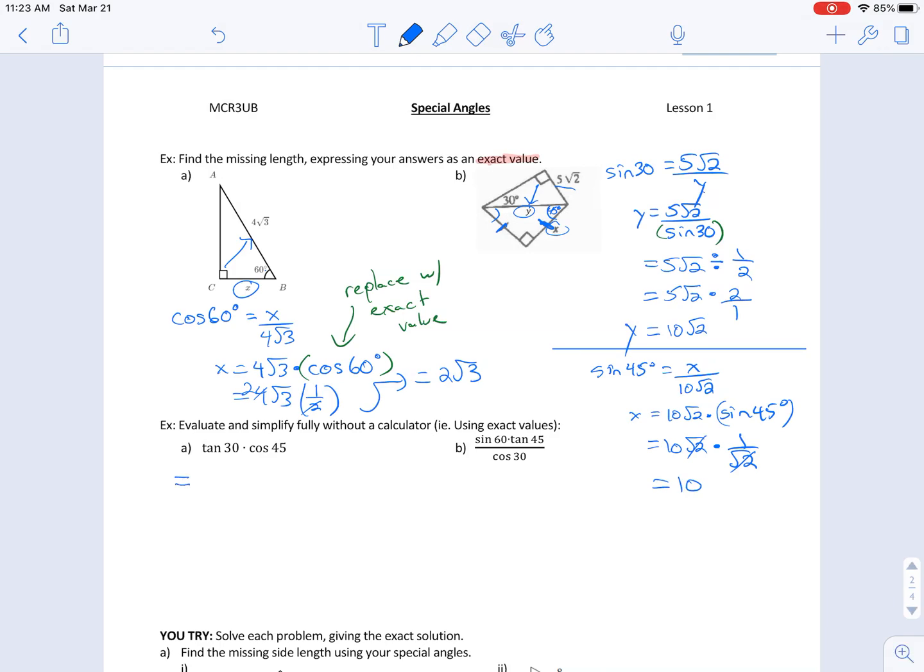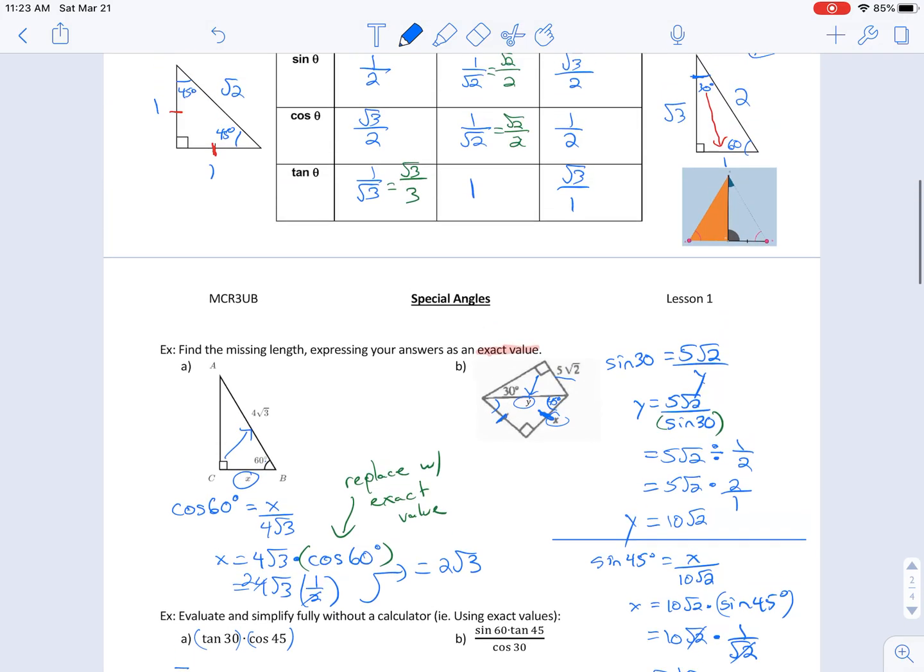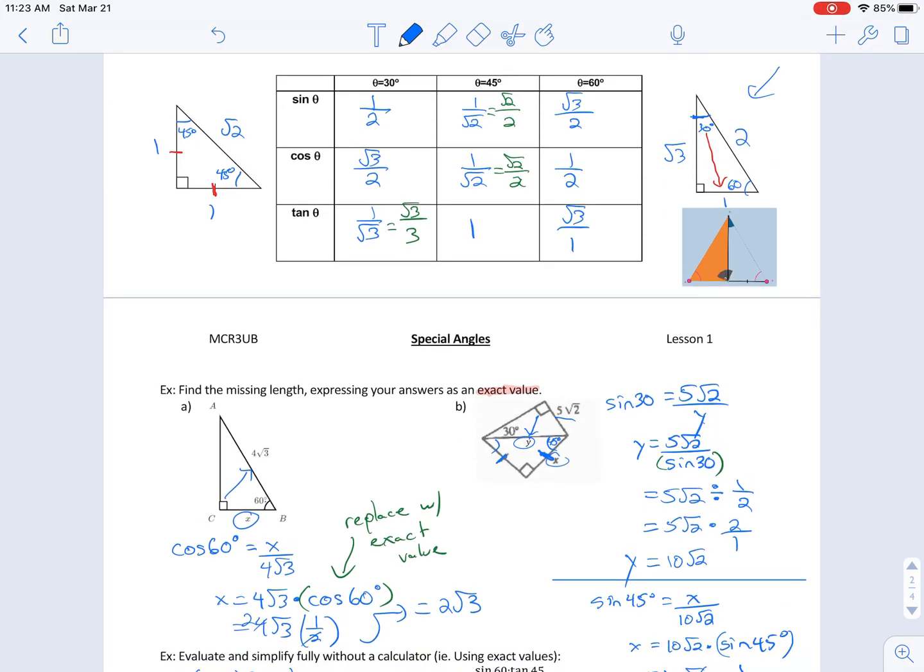So I'm just going to simply replace these things. I'm going to replace tan 30, and I'm going to replace cos 45. So I'll let you try these out. See if you can do this without my help and then check your answer afterwards.